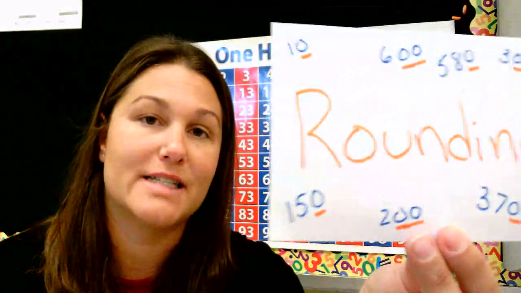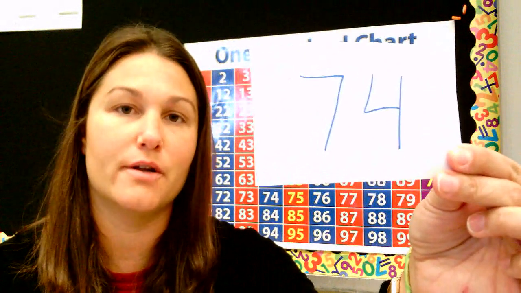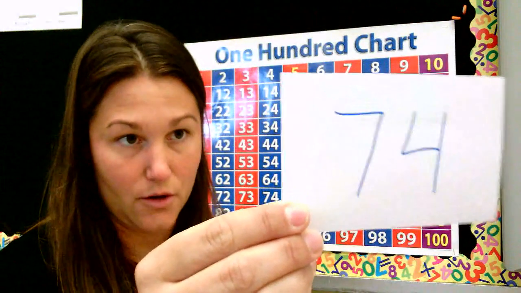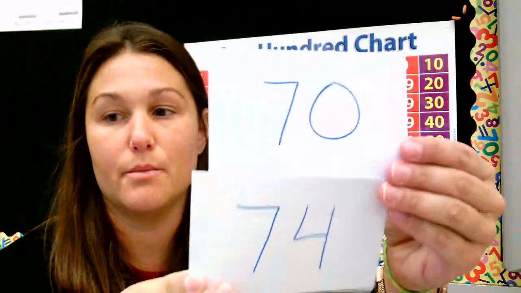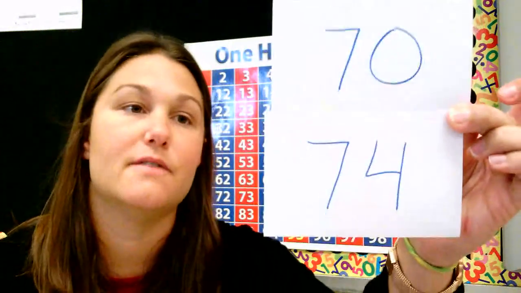So let me show you a little example of what it looks like to round. Again, we're taking a number, say the number 74. And we're going to change it. We're going to alter it a little bit to make it a more convenient number to work with. So instead of working with the number 74, we can alter it a little bit to the number 70, because that is the nearest 10 to 74.